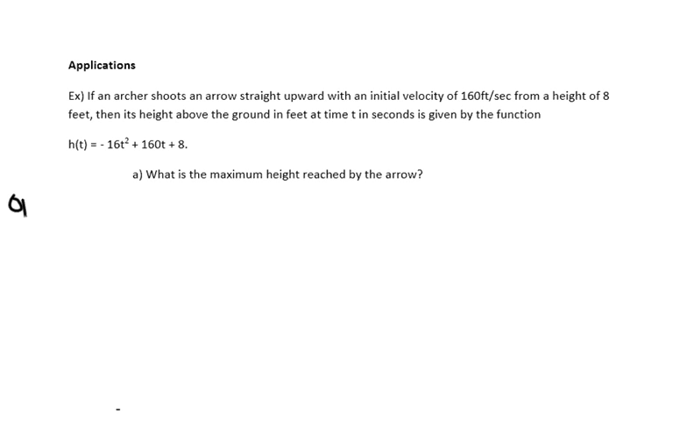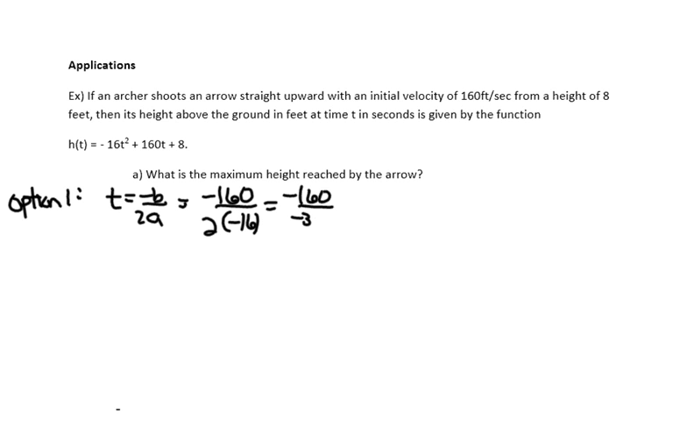So I'm going to call this option 1. Now remember, your axis of symmetry is what? t equal to negative b over 2a. Well, b in this case is 160, and a is negative 16. So in this case, t is equal to 5. Now that's the time, but that's not telling me what the height is. So what am I going to do with t equal to 5? I'm going to plug it into the function.